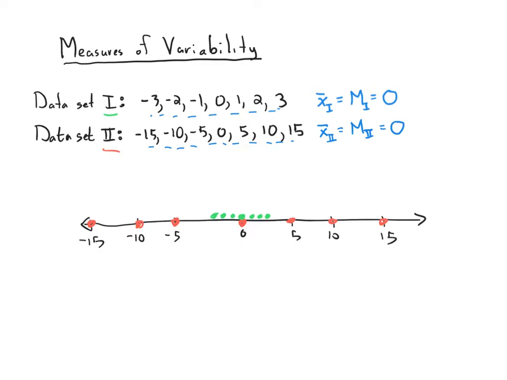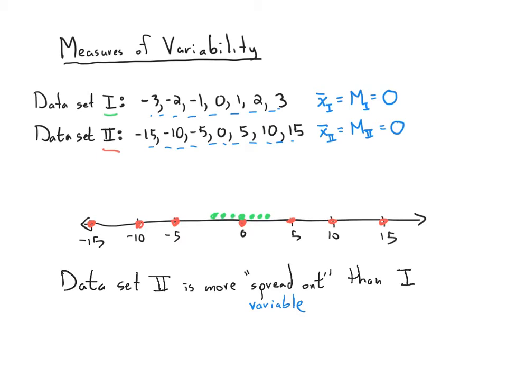So maybe a good number to include would be some number to describe how spread out the data is, or the variability of the data. That's what we're going to talk about now. Let's write that down: data set 2 is more spread out, or maybe a better word would be variable, than data set 1. On the next slide, we're going to come up with a few different measures to quantify the variability of data sets.